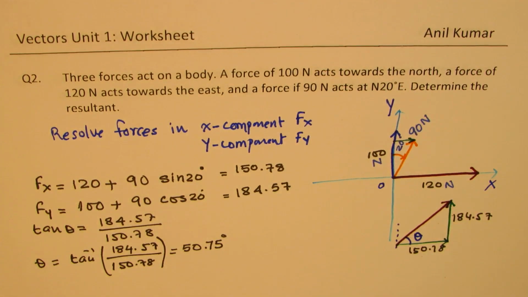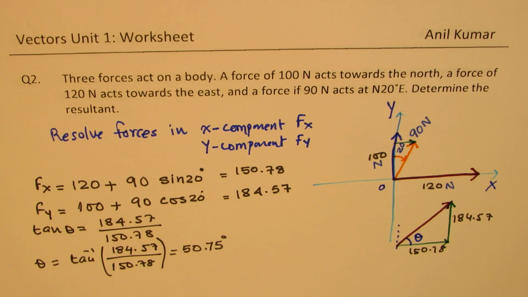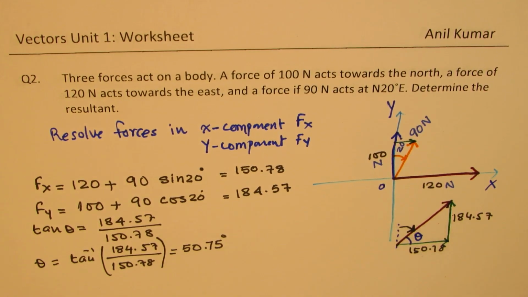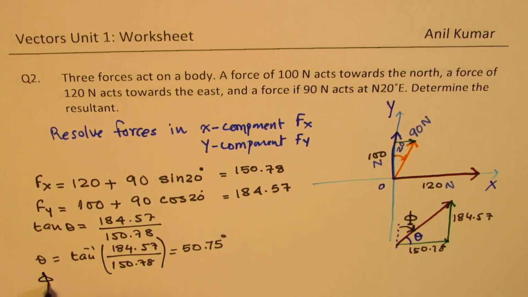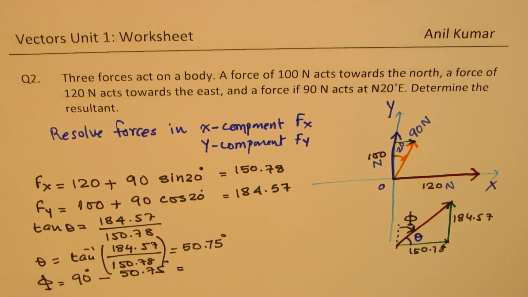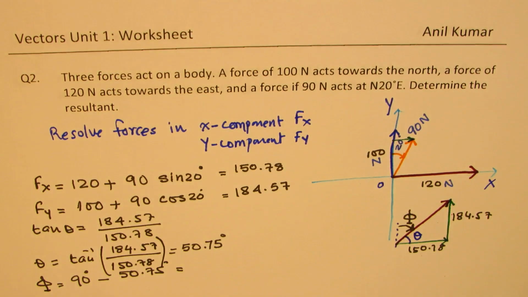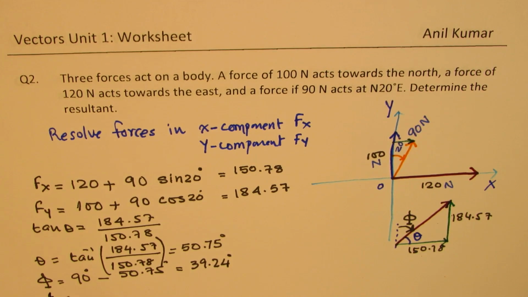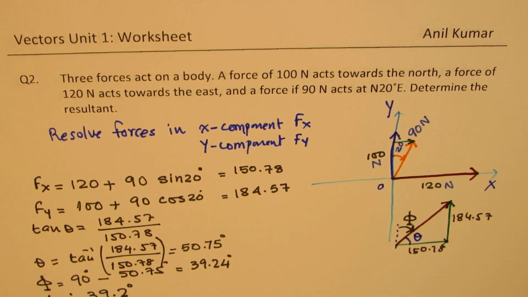degrees. Now note, if you have to describe this in the fashion given here, there are different ways, right? You can write it as a bearing angle, but a good way is always to write the angle from the north, right? So we have to figure out what this angle from the north is. Let's call this angle phi. So the angle phi is 90 degrees minus 50.75 degrees. So let's take our answer away from 90, and we get 39.24. So we can approximate this as 39.2 degrees, right? So that becomes the angle of our resultant.